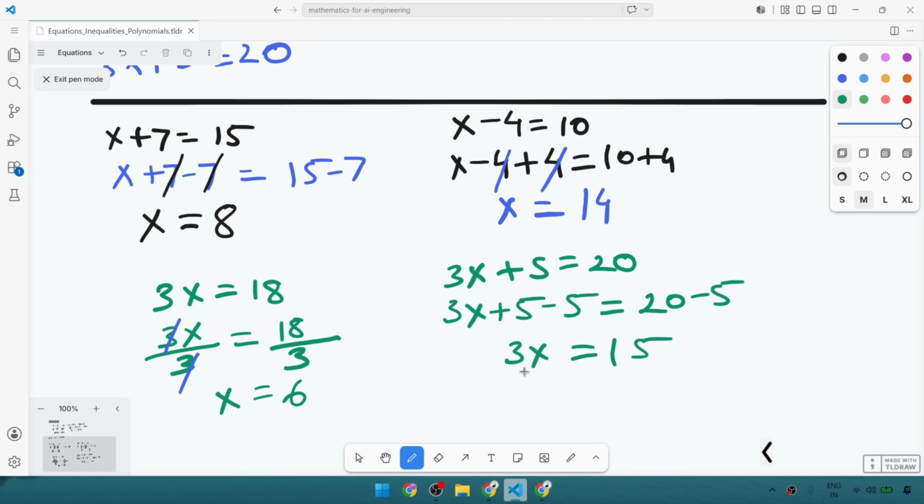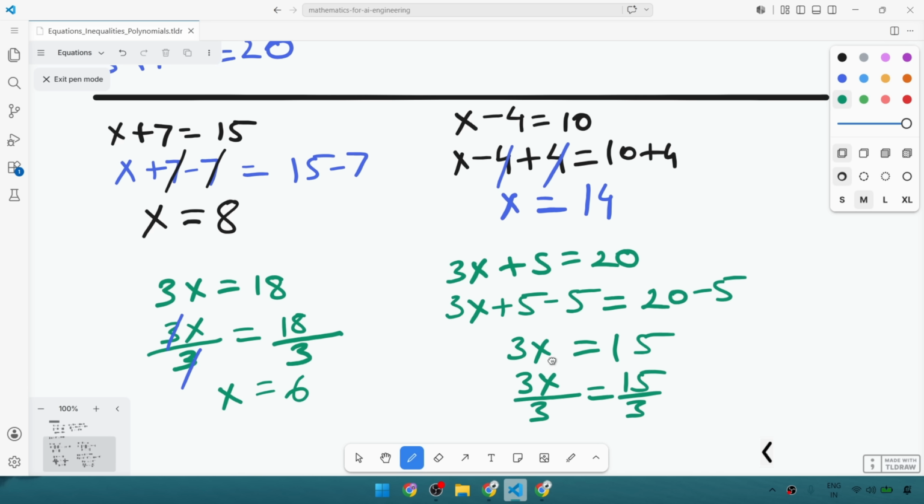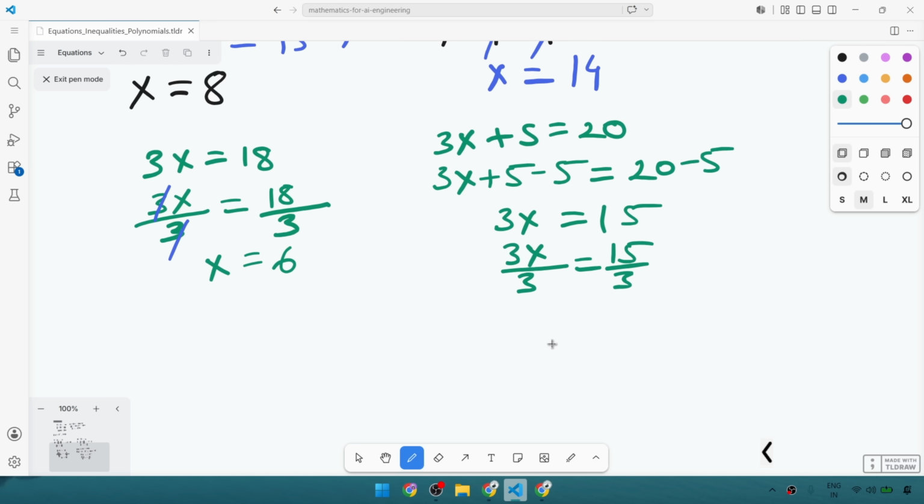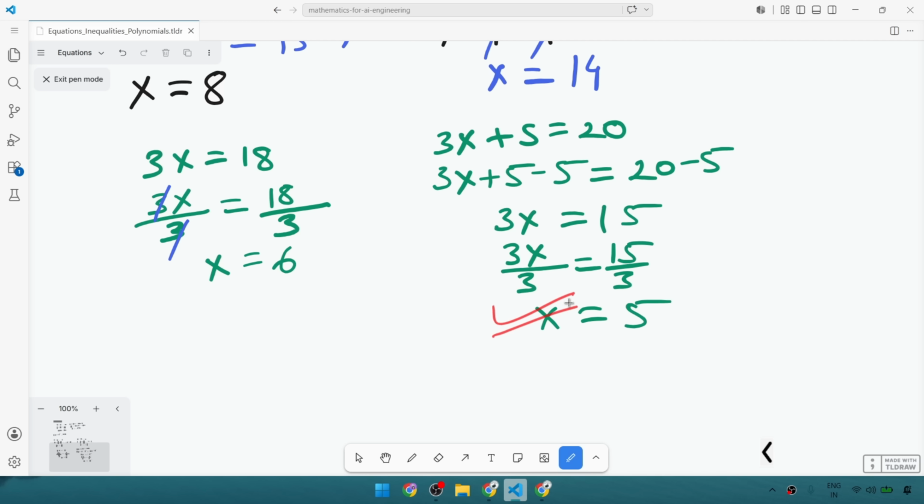Now we need to solve this multiplication as per our rule. And how to solve it? We can simply divide by this 3 on both sides. So here we will get x alone. How to write it? 3x, which is 3 multiplied by x, divided by 3 equals 15 divided by 3. And now what are we going to get? We will get x equals 5. So this is how we can solve a mathematical equation which has multiple operations.